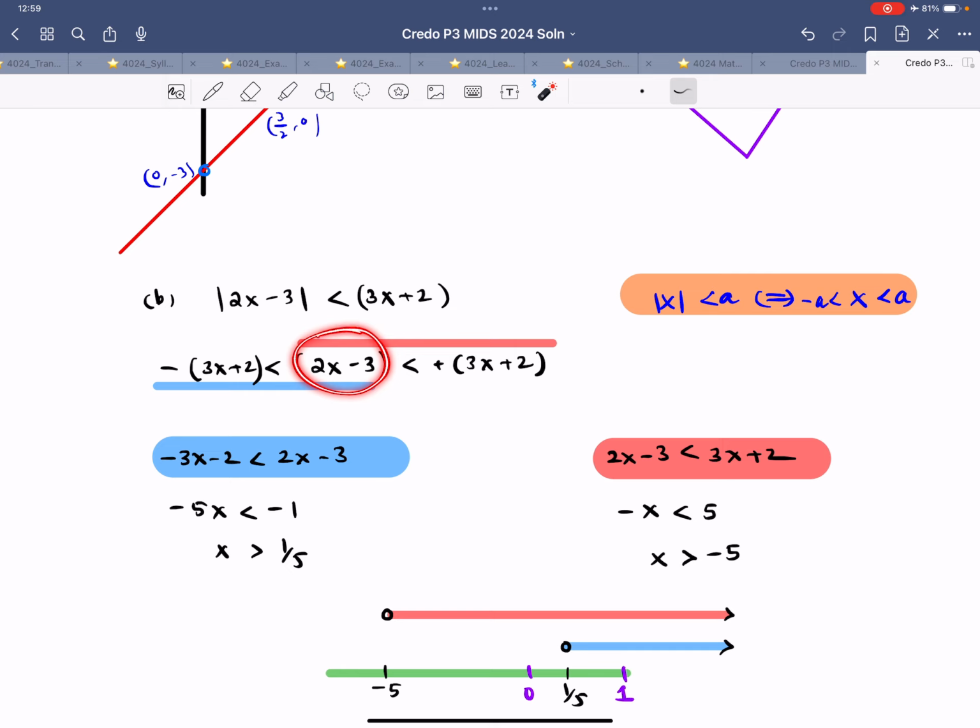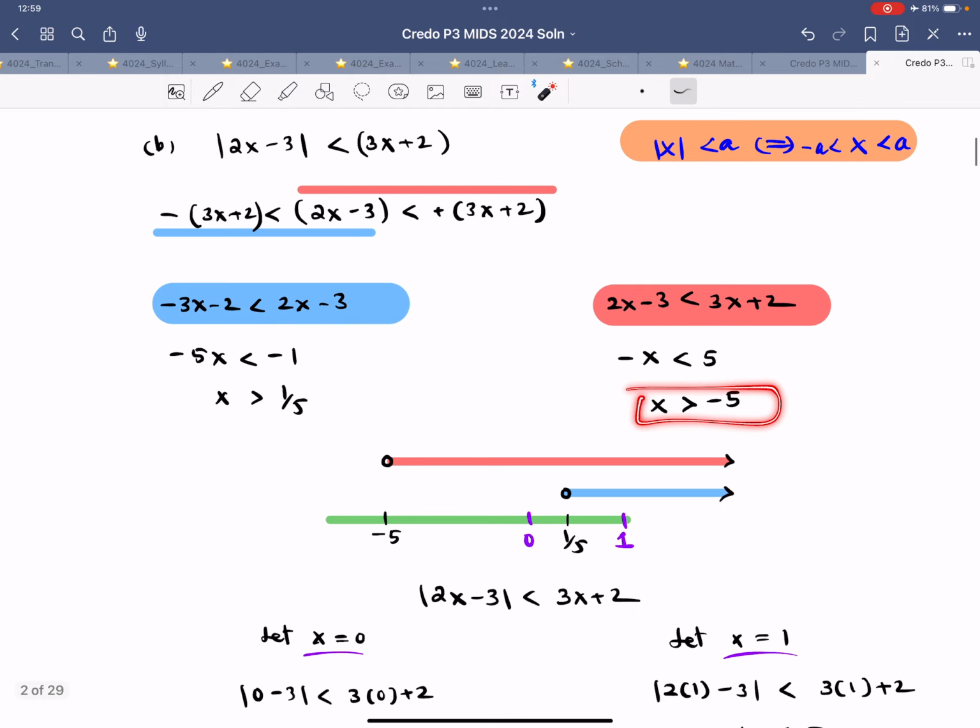Now this is like x modulus less than a, x lies between -a and +a. So this is x, this is +a, this is -a. Open this up separately and we get this thing. Open this up separately, we get this thing. Now when two inequalities are moving in the same direction, what we do is known as a true-false test.